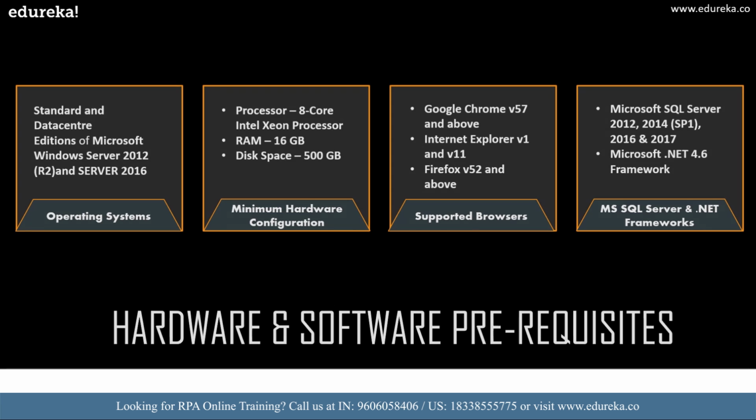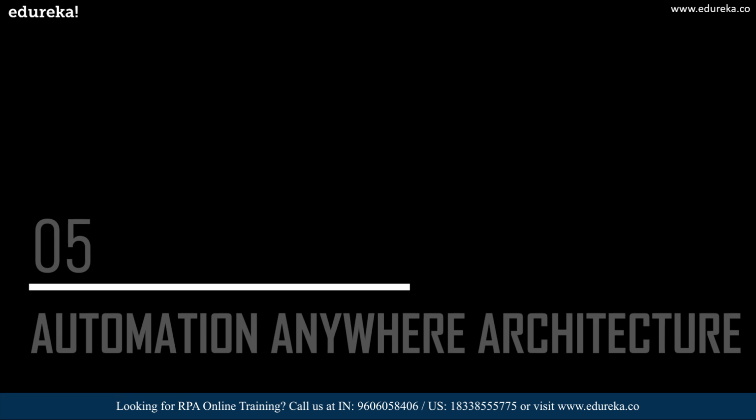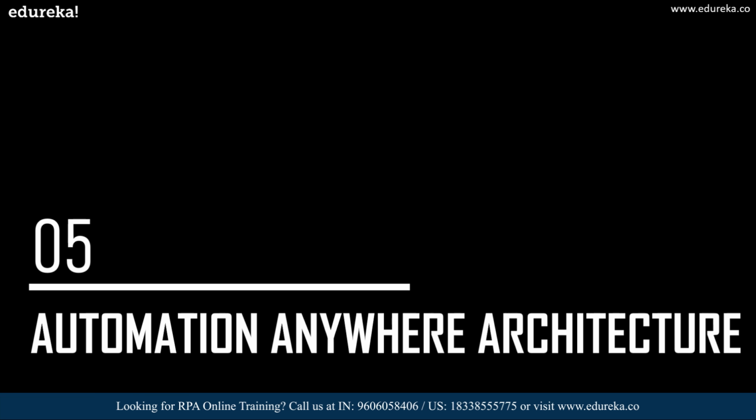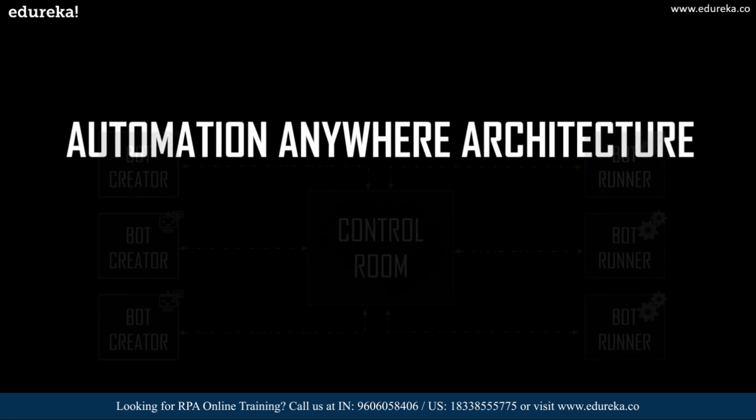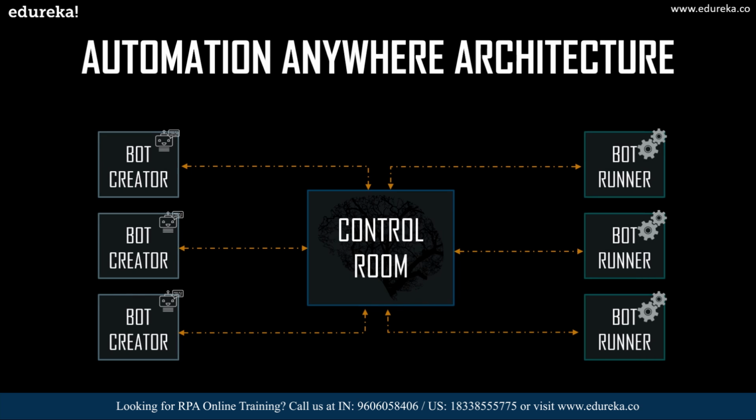On that note, let's move forward with the next topic for today's session, that is the Automation Anywhere architecture. Automation Anywhere follows a distributed architecture. Through this architecture, the centralized management is accomplished via the Automation Anywhere's control room. Well, this architecture is mainly segregated into bot creators and bot runners, apart from the control room. So both of these components are connected to the control room, as you can see on my screen.